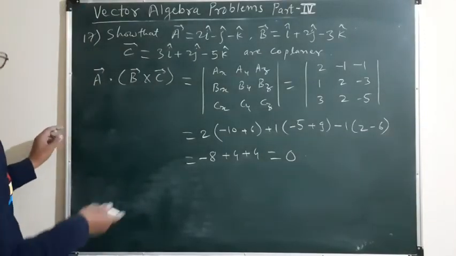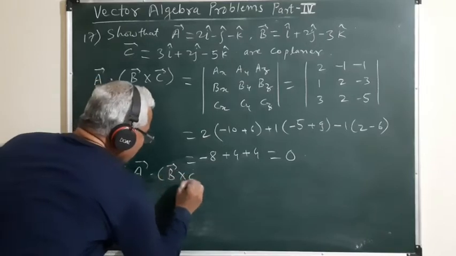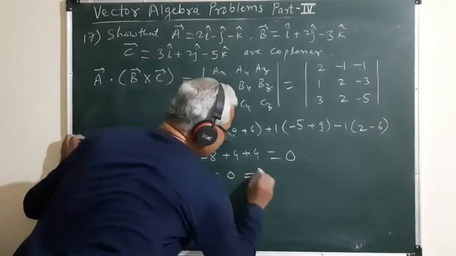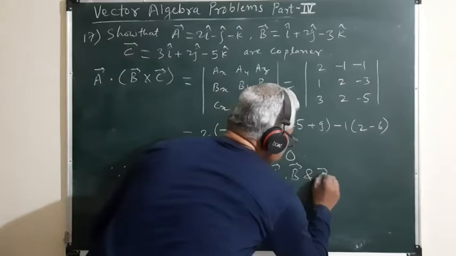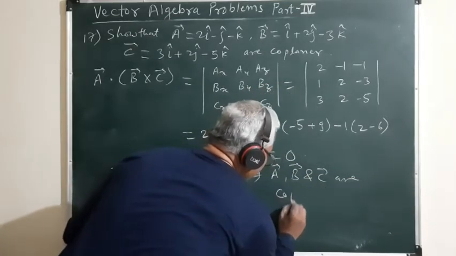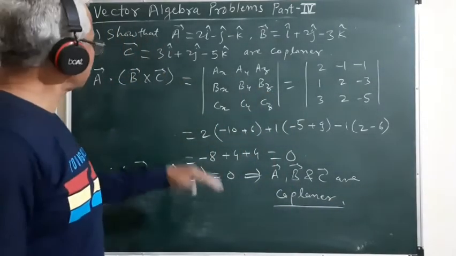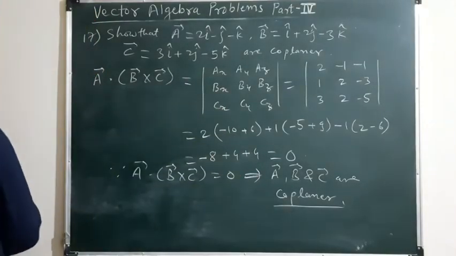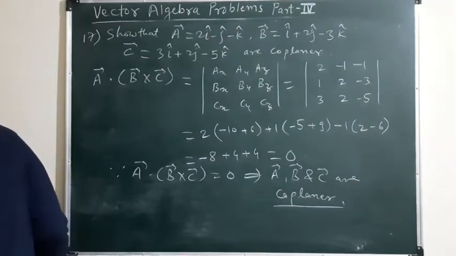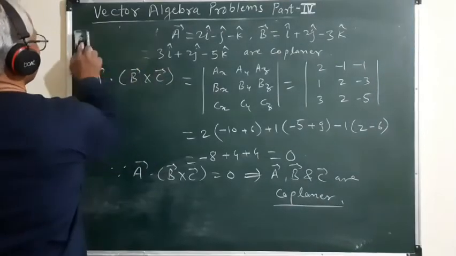So since the scalar triple product of the three vectors a bar, b bar and c bar is equal to 0, this implies that the vectors a bar, b bar and c bar are coplanar. The three given vectors are coplanar because the scalar triple product of these three vectors works out to be equal to 0. So that is how we can prove that these three vectors lie in the same plane. Okay. And let us see the last problem.